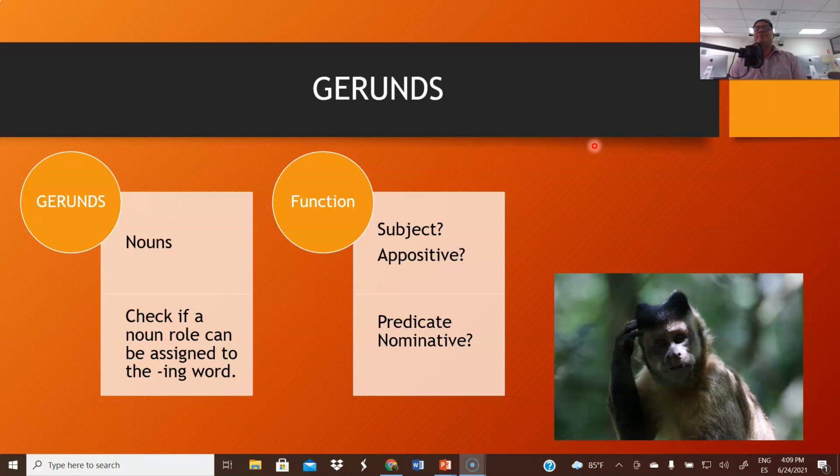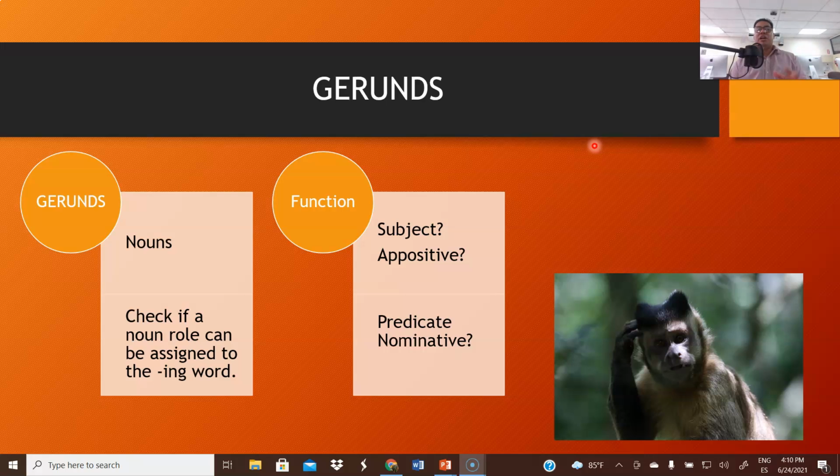Hey everybody, welcome back. In our previous video, we talked about infinitives. We discussed how infinitives are the most polyfacetic verbal because an infinitive can be a noun, an adjective, and an adverb. So we have different parts of speech that the infinitive may assume. Today we are going to talk about gerunds and present participles.